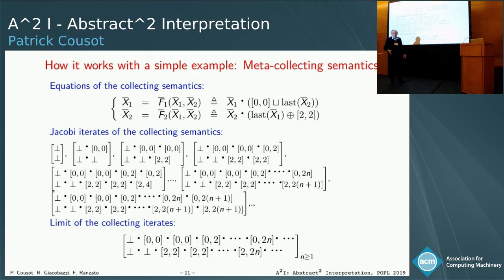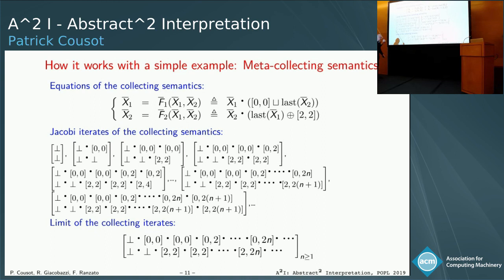So the sequence at point one is the previous one, and then I add my equation where I take the value in the sequence of the other point, L2. And at L2, the sequence of computation is the last I got at X1, where I increment by 2. And so my collecting semantics now is going to compute this. And when I pass to the limit, I have this set.